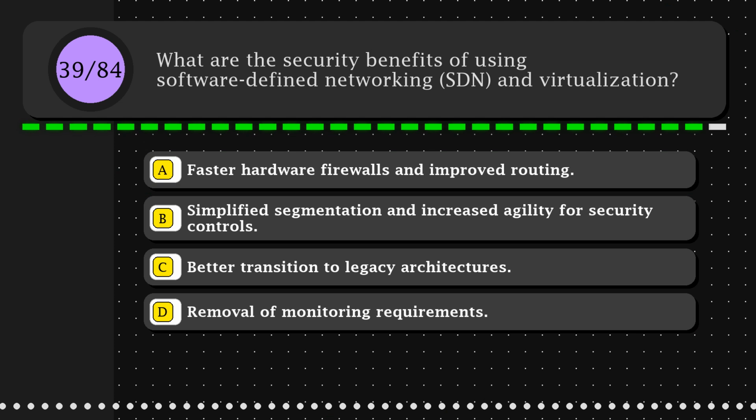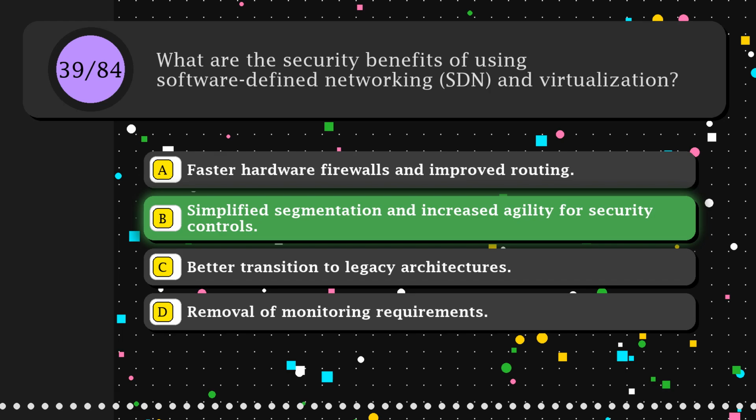Question 39. What are the security benefits of using software-defined networking, SDN, and virtualization? Option A, faster hardware firewalls and improved routing. Option B, a simplified segmentation and increased agility for security controls. Option C, better transition to legacy architectures. Option D, removal of monitoring requirements.